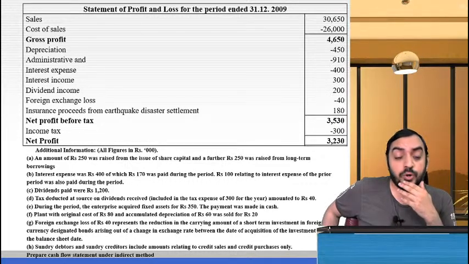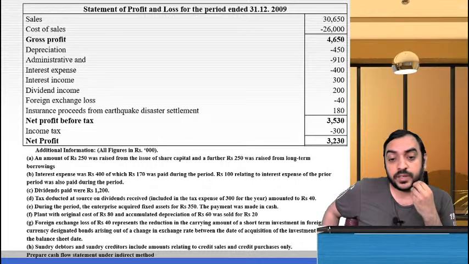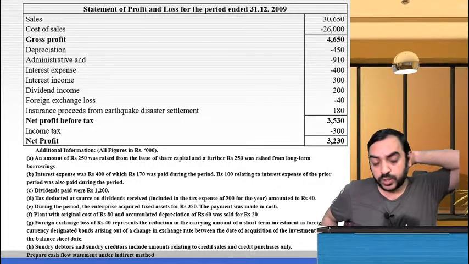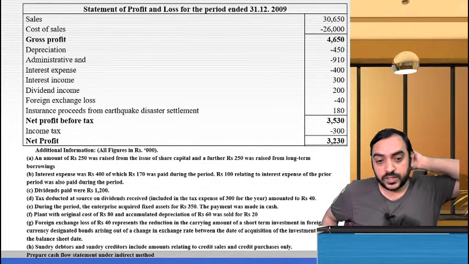Additional information: an amount of 250 lakhs was raised from issue of share capital. Further, 250 was raised from long-term borrowings. Interest expense was 400, of which 170 was paid during the period. 100 relating to interest expense for the prior period was also paid during the period. Dividends paid were 1,200.